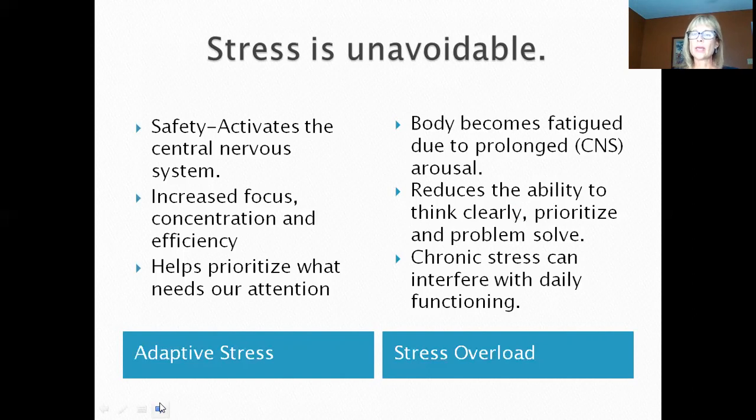And so that wearing and tearing on the central nervous system affects a person's ability to think clearly, prioritize, problem solve. It also starts to have detrimental effects on physical health, in terms of people starting to experience a lot of physical complaints that often send them to the doctor's office.